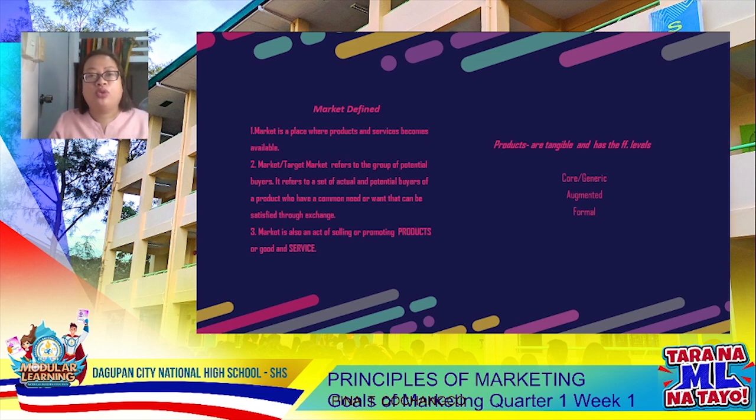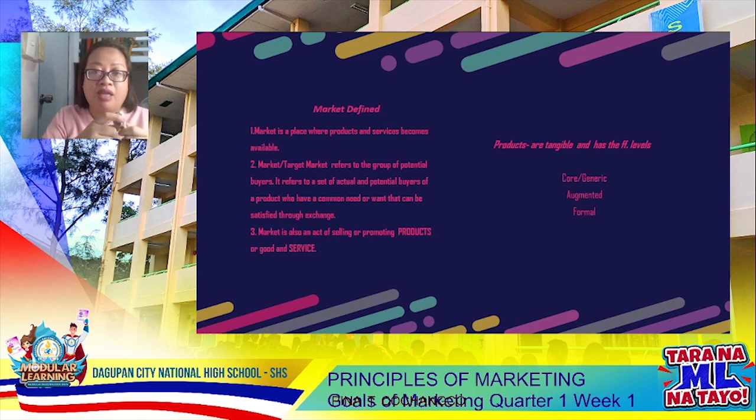Now let's go to what is a product. It's anything that is tangible, you can touch, you can feel. And it has the following levels. Let us see, for example, this wristwatch. What does this wristwatch do? It tells you time. Back then we had digital, so it tells you time. That's the core or generic level.